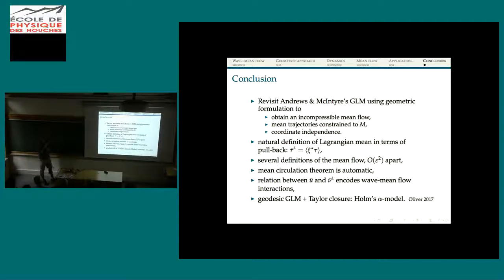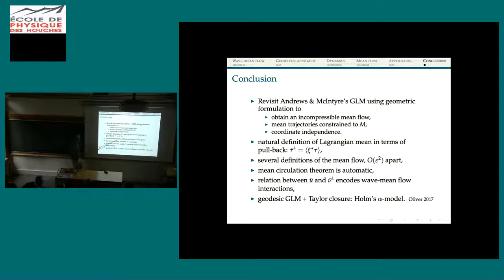Right? Okay, so just to conclude, the idea here was to revisit the GLM theory to fix what I found were unpleasant features. Michael McIntyre and I have had discussions about how unpleasant they are. It's a matter of taste a bit. But the benefits are that we can obtain an incompressible mean flow. At least we can use a manifold like the sphere and be sure that the mean flow stays on the manifold. And then the whole thing is coordinate independent. What this shows is that there's a natural definition of the Lagrangian mean, which is pulling back by the perturbation map and then averaging. Unfortunately, the Lagrangian mean velocity of GLM is not of this type.